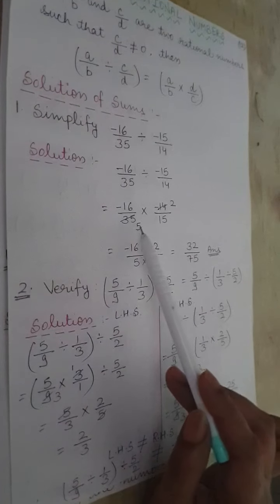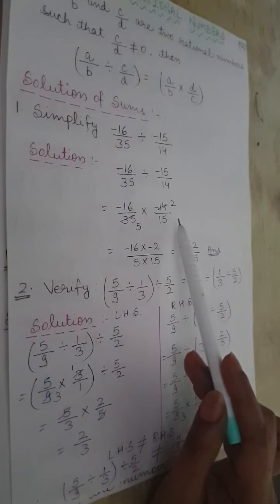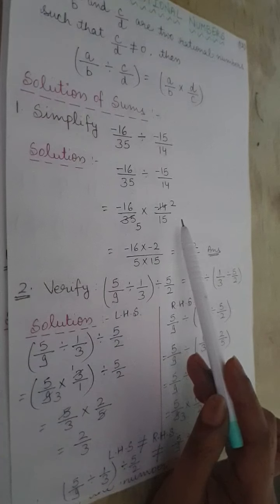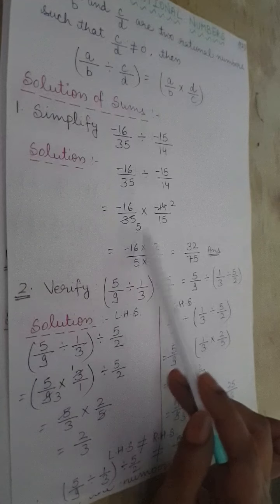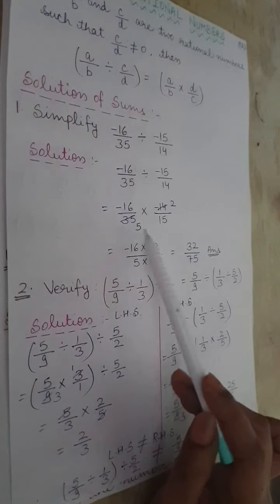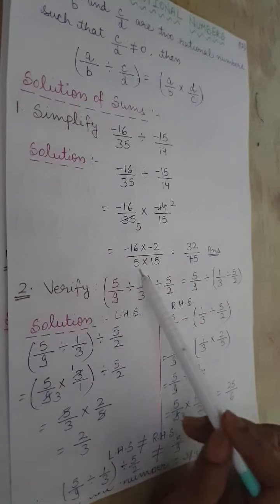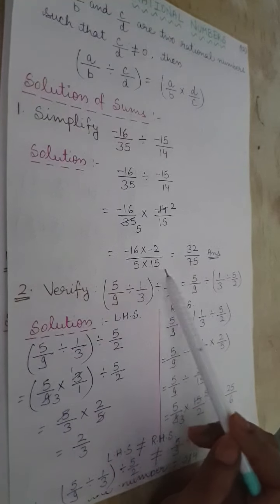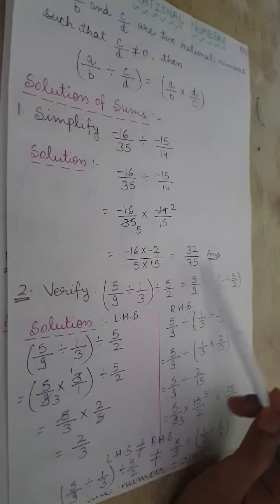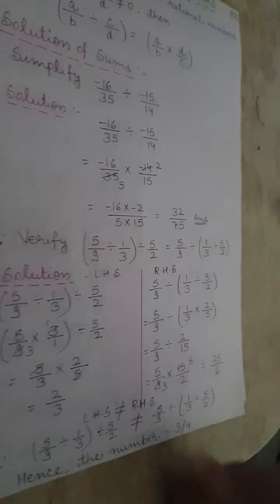Okay. After this, the same method we used in multiplication, we will follow. Fine. Now 14 and 35 we have simplified by the table of 7. 7 twos are 14, 7 fives are 35. Fine. So what we get? Minus 16 multiplied by minus 2 divided by 5 multiplied by 15. What is the answer? The answer is 32 upon 75. Fine. Nothing in that.